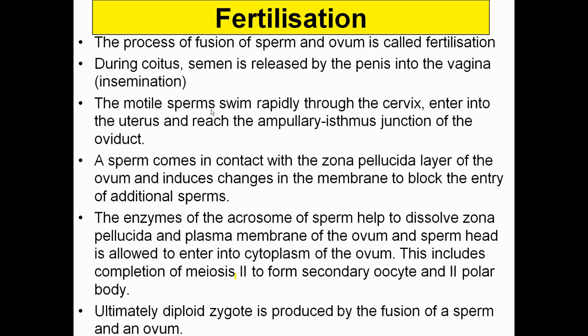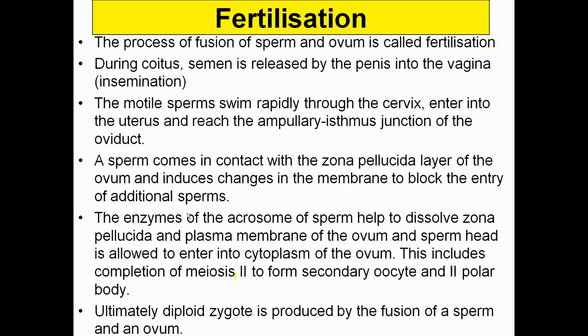When the sperm enter into the uterus, they are going to be bifurcated into both of the fallopian tubes towards the ampullary isthmus junction. Okay, the sperms come in contact with the zona pellucida and make necessary changes to block the entry of further sperms. As you know, the acrosome contains a lot of enzymes for deep penetration into the ovum.